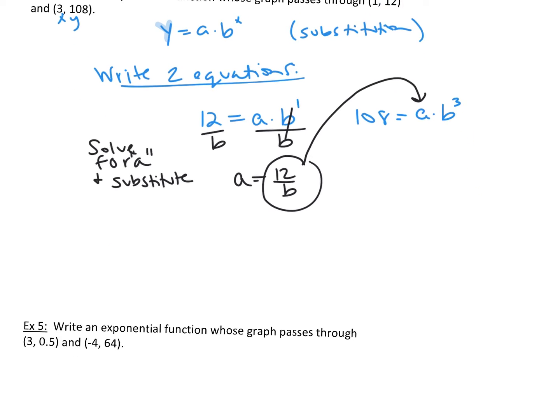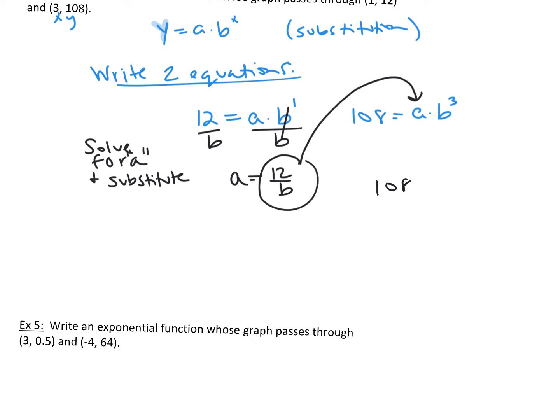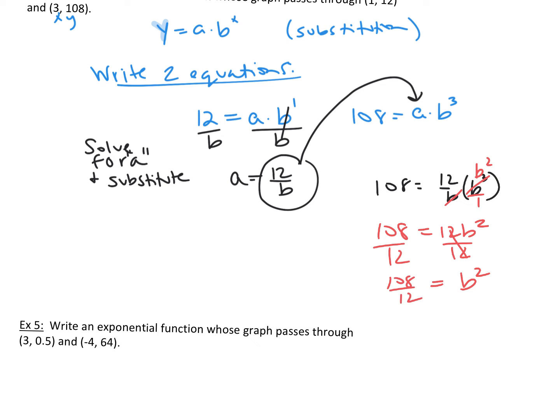So I have 108 equals 12 over b times b cubed. And now I'm going to manipulate using my understanding of exponents. So this is b cubed over 1, so this b can cross cancel with one of those b's, and I have b squared. So I have 108 equals 12b squared. My goal is to isolate b, so I'm going to divide by 12. I have b squared equals 108 divided by 12.